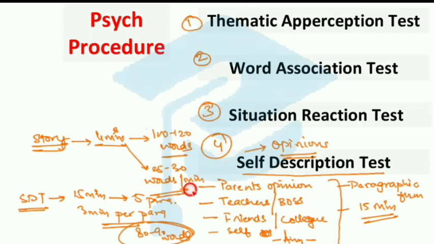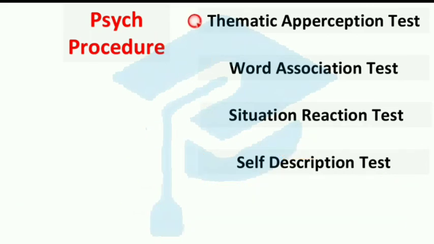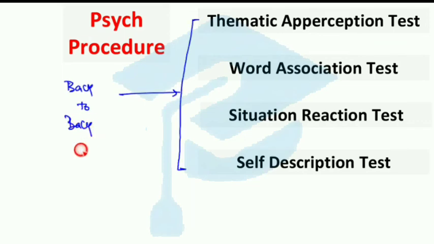All these tests are conducted back to back. The thematic perception test will take place: 12 stories, 4 minutes per story. Around 50 minutes for writing the stories, and effectively around 6 minutes to show the pictures. So approximately 1 hour.